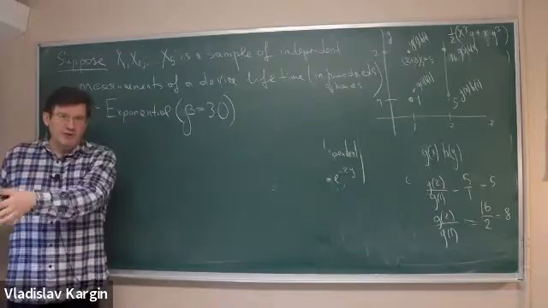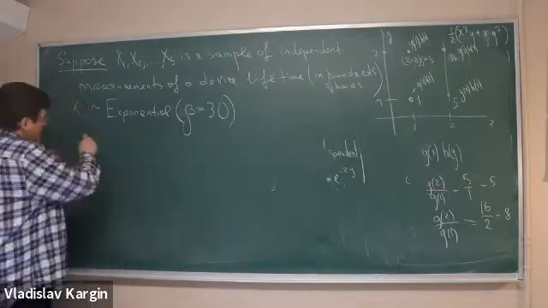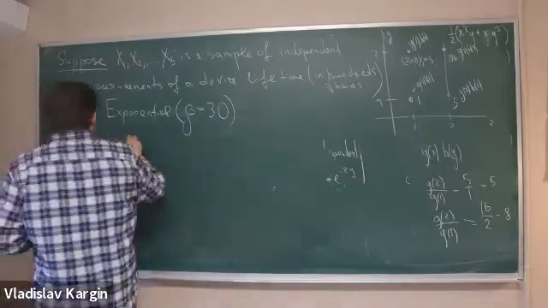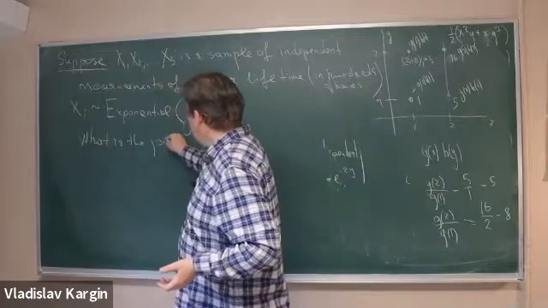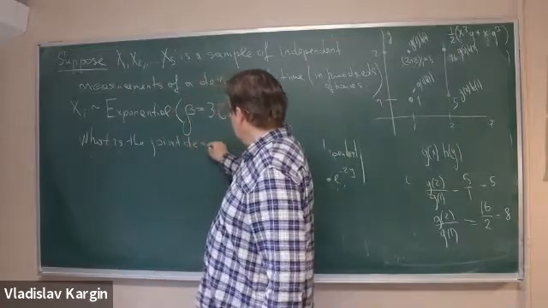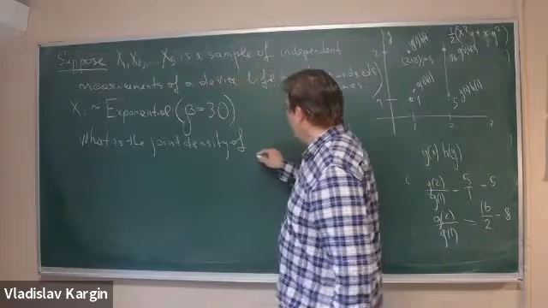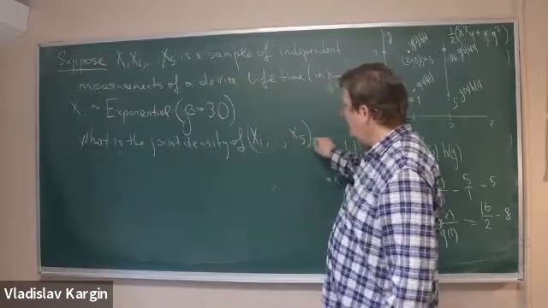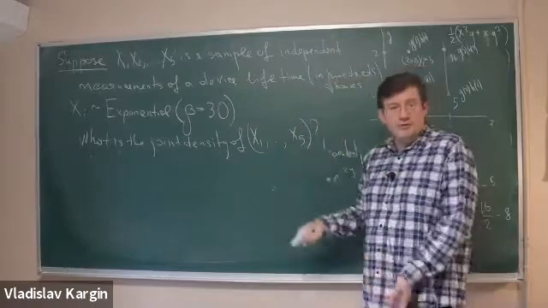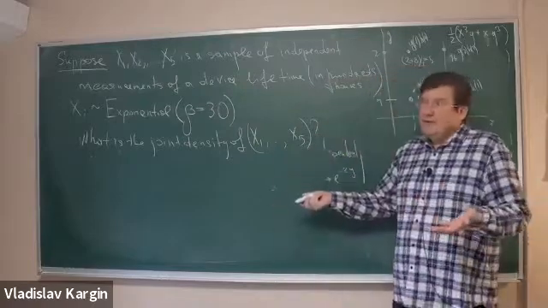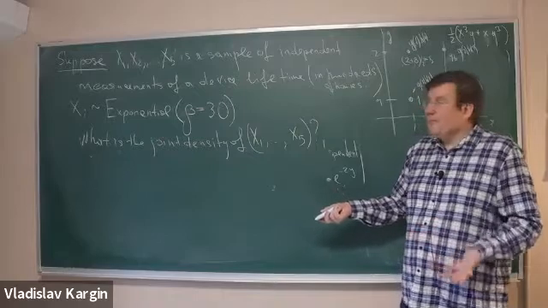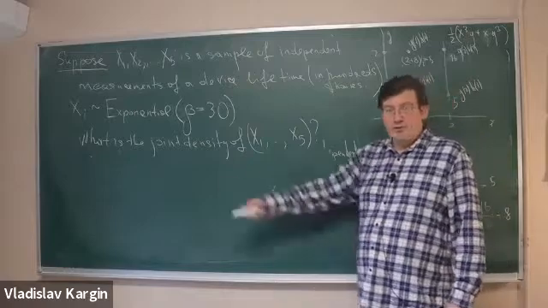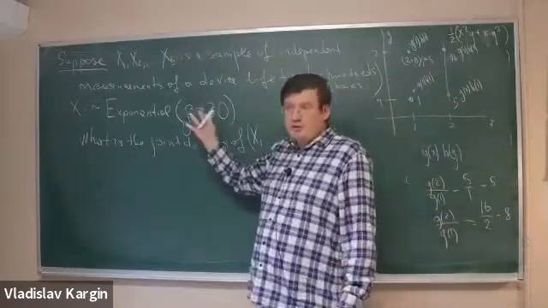After that, in statistics, you somehow compare it with the data. But the first step is: what is the joint density of x1, ..., x5? Find this joint density. This is the first step in estimation methods in statistics. You have a sample, write down the joint density of this sample, because this joint density is what the model is.